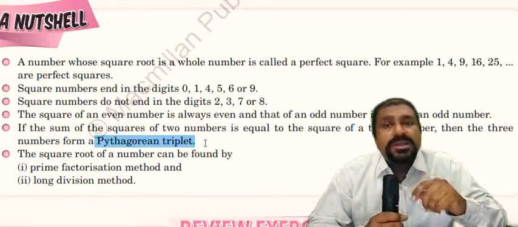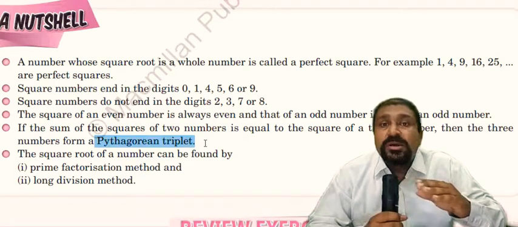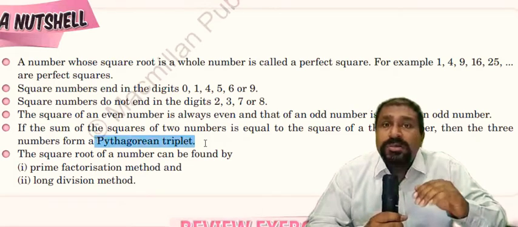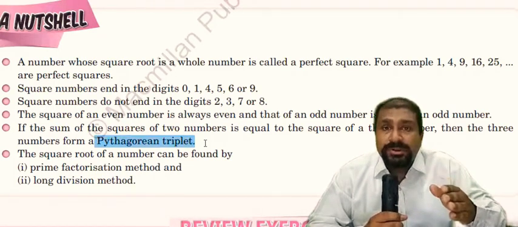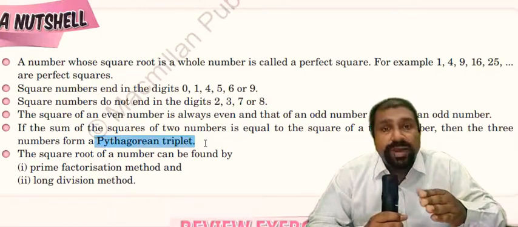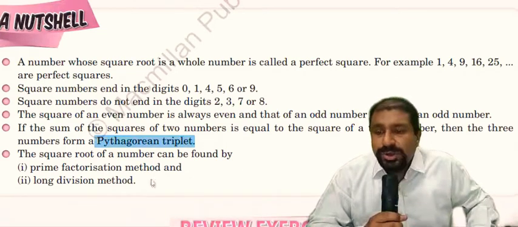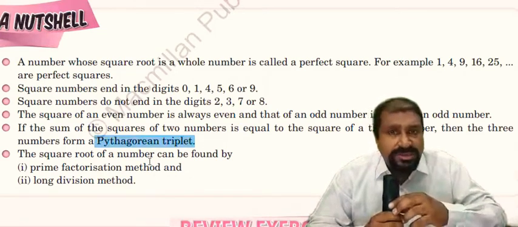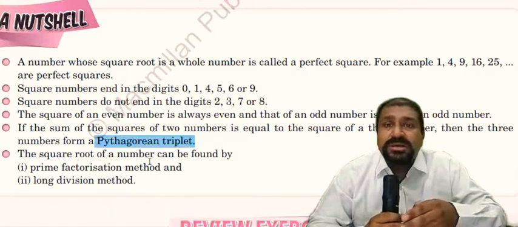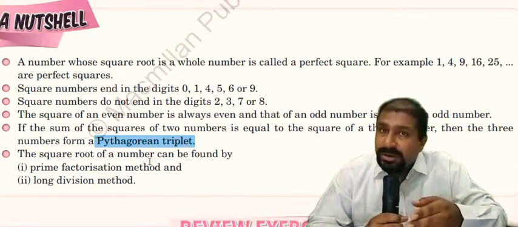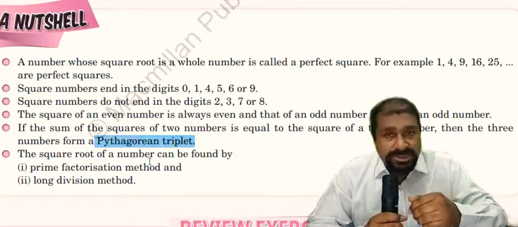So you should remember there are more Pythagorean triplets, but they are not consecutive numbers. The only consecutive numbers which are also a Pythagorean triplet are 3, 4 and 5. Now the square root can be found by the two methods we have discussed here: the prime factorization method, and the second method is the long division method. I suppose you must have understood.